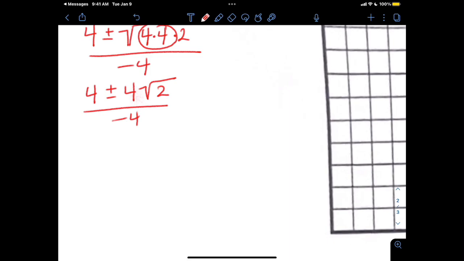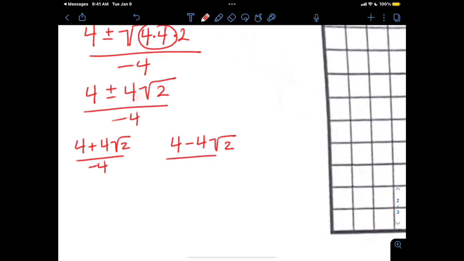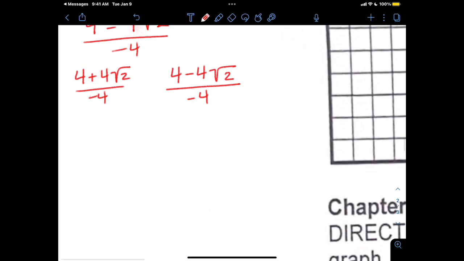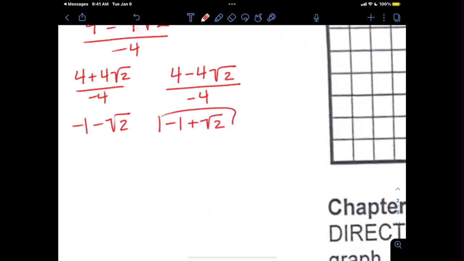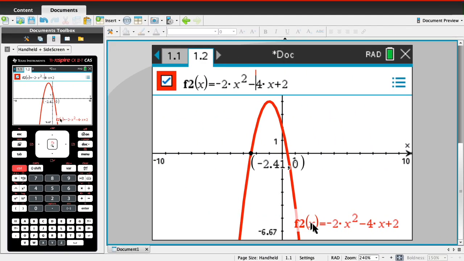So now I'm going to go ahead and break this apart. So 4 plus 4, square root of 2, all divided by negative 4. 4 minus 4, square root of 2, all divided by negative 4. So if I simplify, negative 1 minus square root of 2, and over here, negative 1 plus square root of 2. Those are my 2 answers. And if I plug them into the calculator, I would get negative 2.41, and the other one would be some positive number over here.